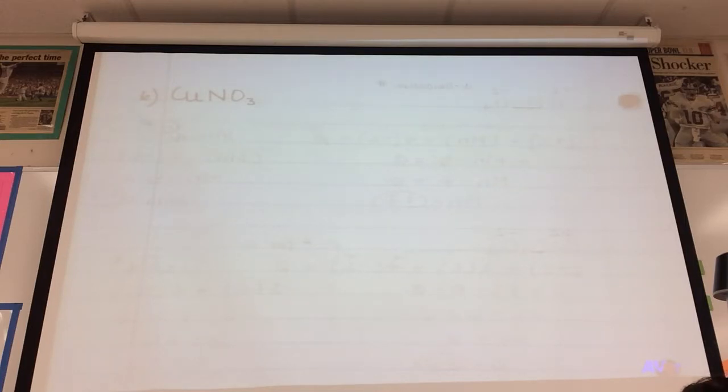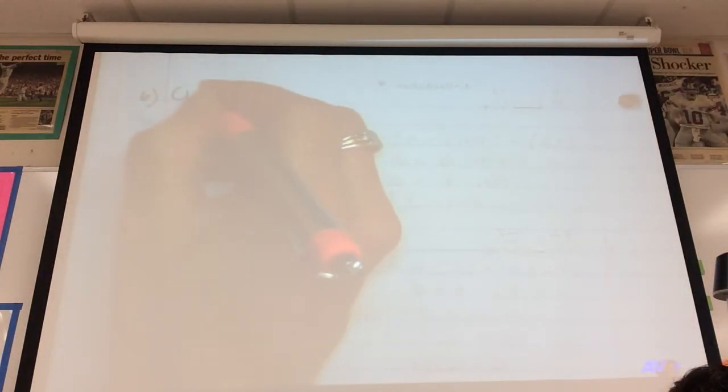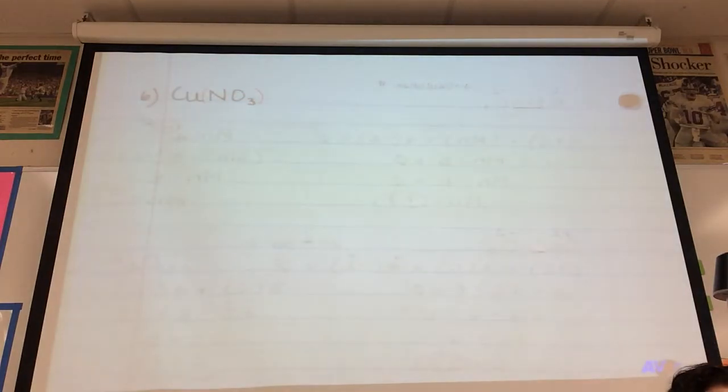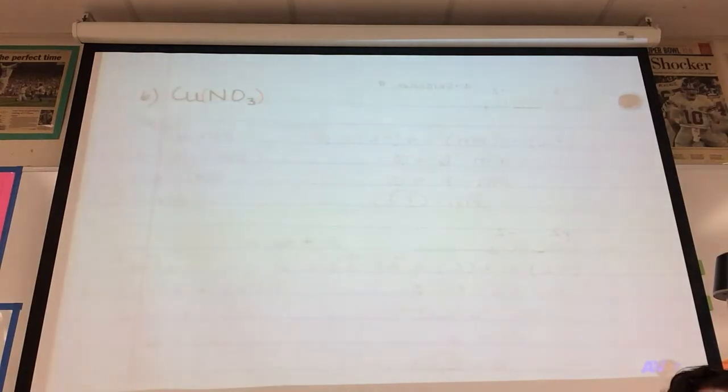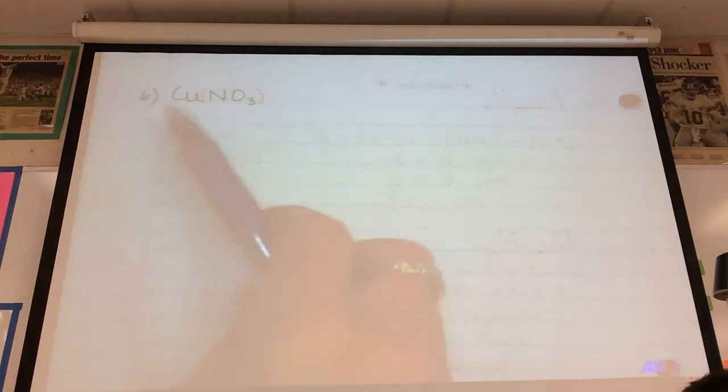Go ahead, Will. Copper nitrate. Missing something. Copper 3. Don't listen to your friends. Copper. So remember, just like we did the other day, if there are no parentheses there, put an imaginary set in. So you'd have 1 nitrate grouping, that's copper 1 nitrate. So if it's copper 1 nitrate, what's the oxidation number on copper? +1.